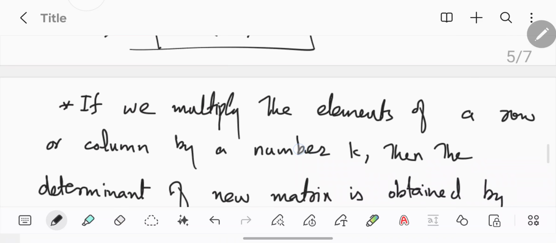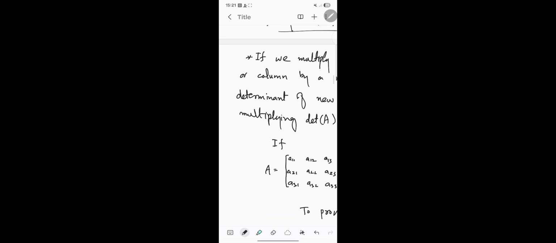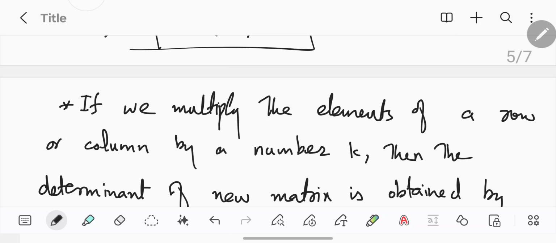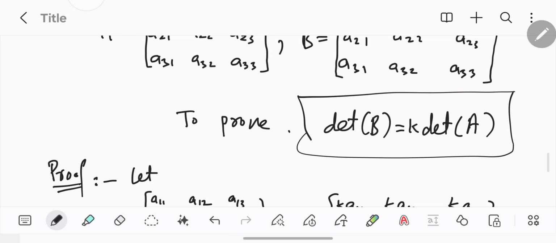So what is this property? This means whenever I have a matrix and I multiply any row or column by a number k, I will get a new matrix. That new matrix has a determinant equal to k times the determinant of the old matrix.